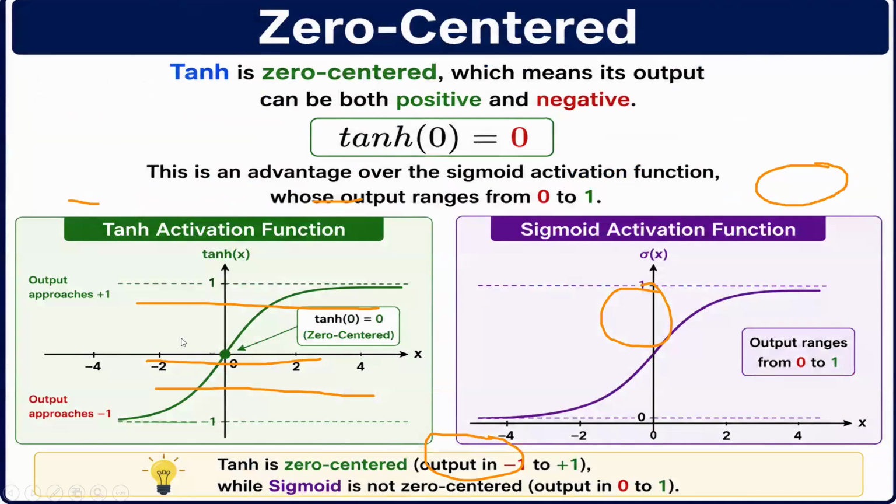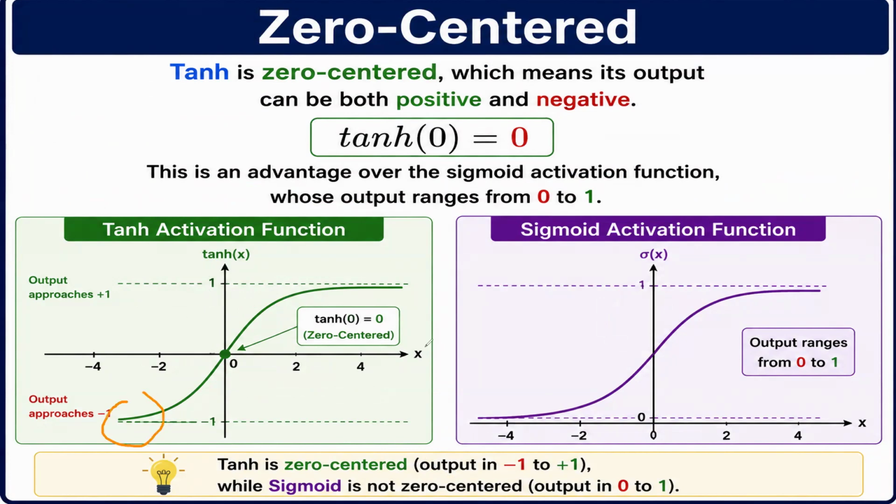Next, why is it a zero-centered function? tanh is zero-centered, which means that the output can be positive or negative. But if you take the sigmoid function, the output ranges from 0 to 1. So this is the difference between tanh and sigmoid activation. Here you can see the output is -1 to 1, and in the sigmoid the output ranges from 0 to 1. So this is the biggest difference. That's why it is known as a zero-centered function.